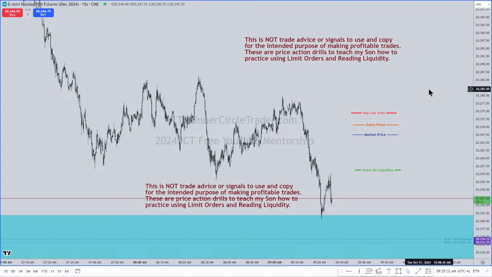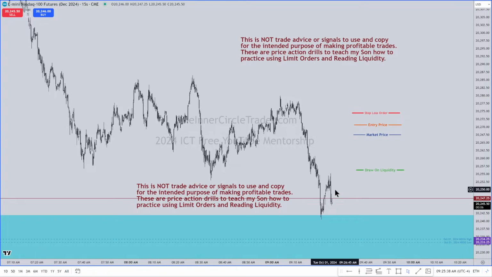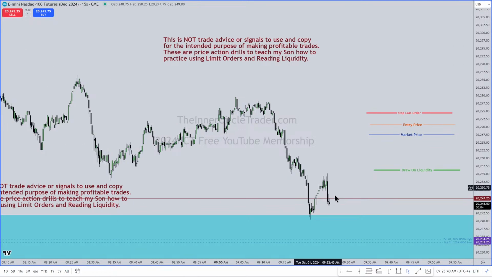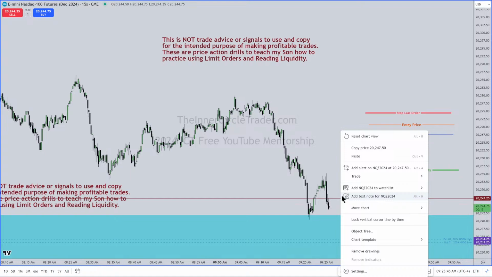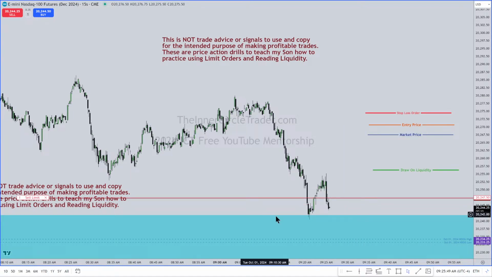So we're going to sell on a limit. So if market price is right here, well, let's just do it real quick with this one. See this little gap? See that little gap right there? We can go in, right click on the platform, go to trade, sell limit, one contract, right there, just above.